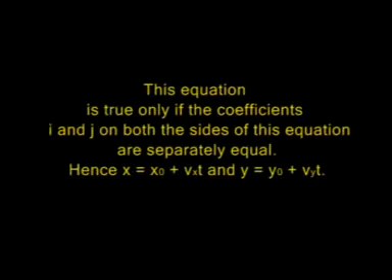This equation is true only if the coefficients of i and j on both sides of this equation are separately equal. Hence, x is equal to x0 plus vx t and y is equal to y0 plus vy t.